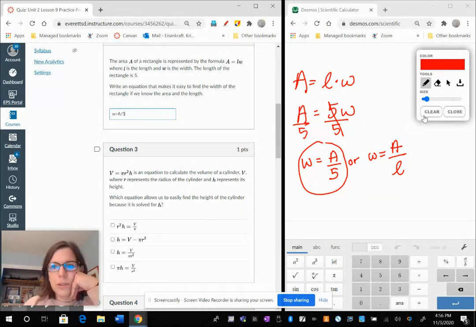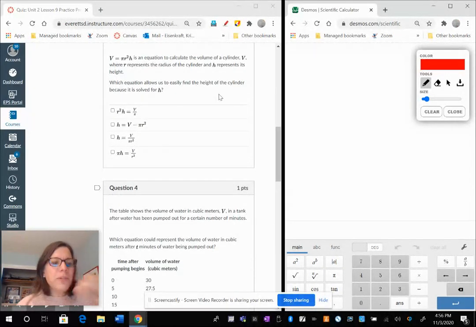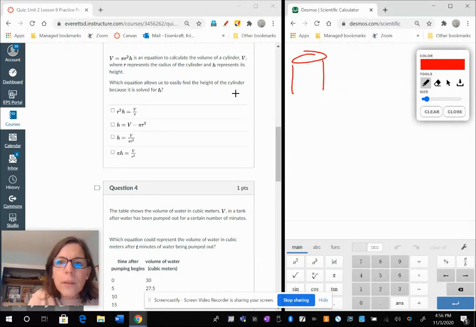All right. Question 3. Here we go. The volume of a cylinder. Remember these cylinders from middle school? The volume of a cylinder is calculated by taking pi r squared times h, which is the area of a circle times the height. Okay.